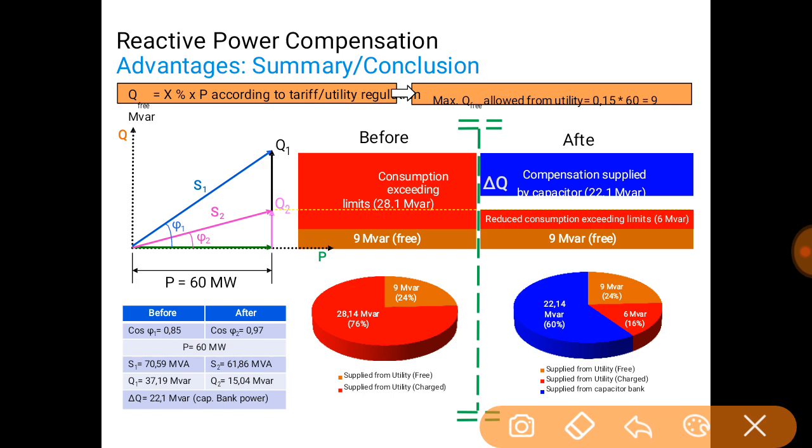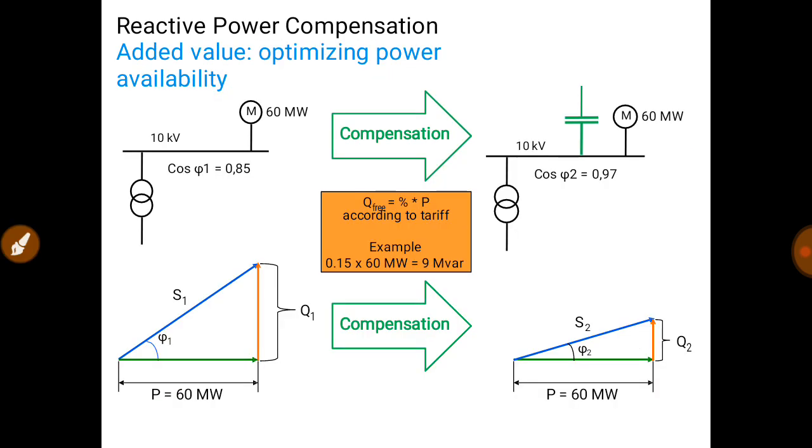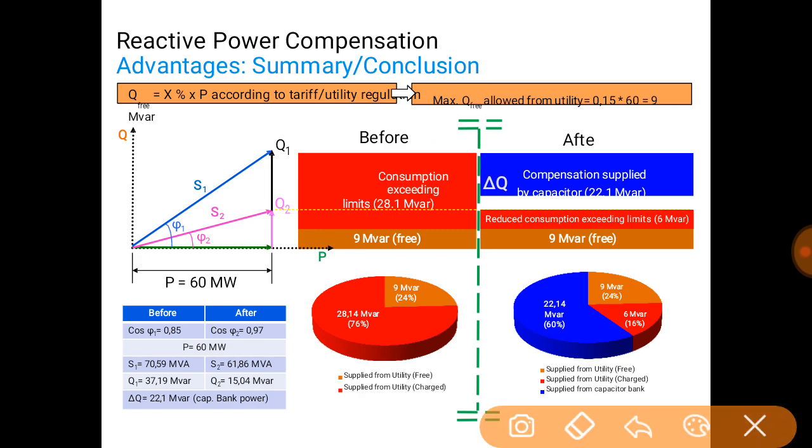Here is a full overview of the given question. Both triangles are made in this diagram. S1, S2 are apparent power, Q1, Q2 are reactive power, and P is the constant load. So the active power component loaded is 60 megawatt, as the motor is given.